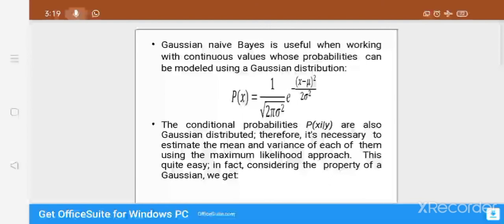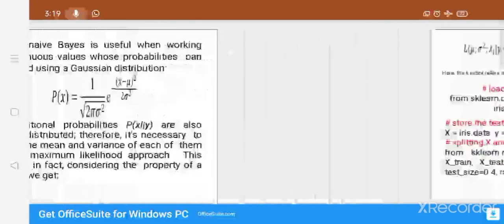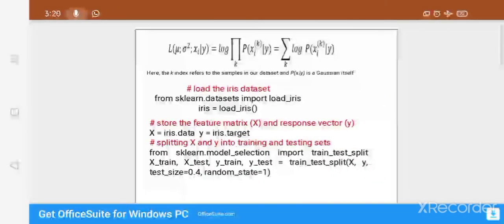Gaussian distribution, that is probability of x is equal to 1 divided by the square root of 2 pi sigma squared, times e raised to the power minus (x minus mu) whole squared divided by 2 sigma squared. So this is the Gaussian distribution formula. The conditional probabilities are also Gaussian distributed. Therefore, it's necessary to estimate the mean and variance for each term using the maximum likelihood approach. This is quite easy. Considering the probability of Gaussian, we get this formula, which can be implemented here.